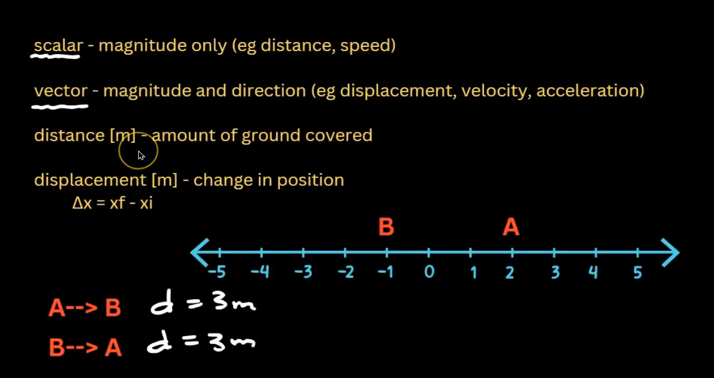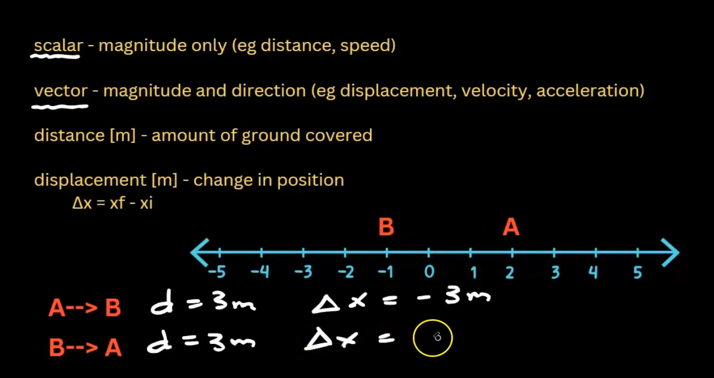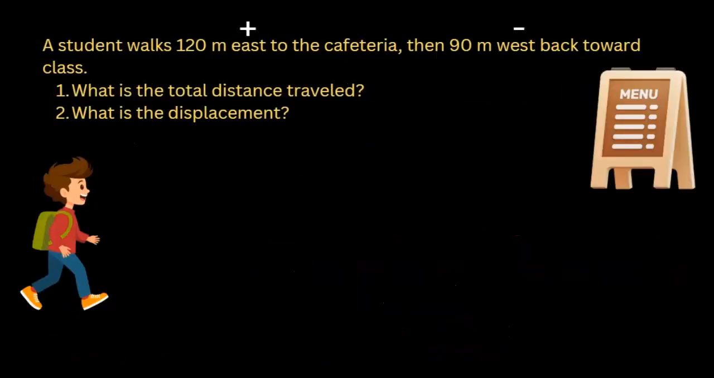Now, distance is a scalar, but displacement is a vector, also measured in meters, and displacement is the change in position. It matters what your initial and your final position is. If you went from A to B, that would be 1, 2, 3 in the negative direction, so your displacement would be negative 3 meters. If you went from B to A, 1, 2, 3 in the positive direction, your displacement would be a positive 3 meters. Now we're going to take a look at a distance and displacement problem.